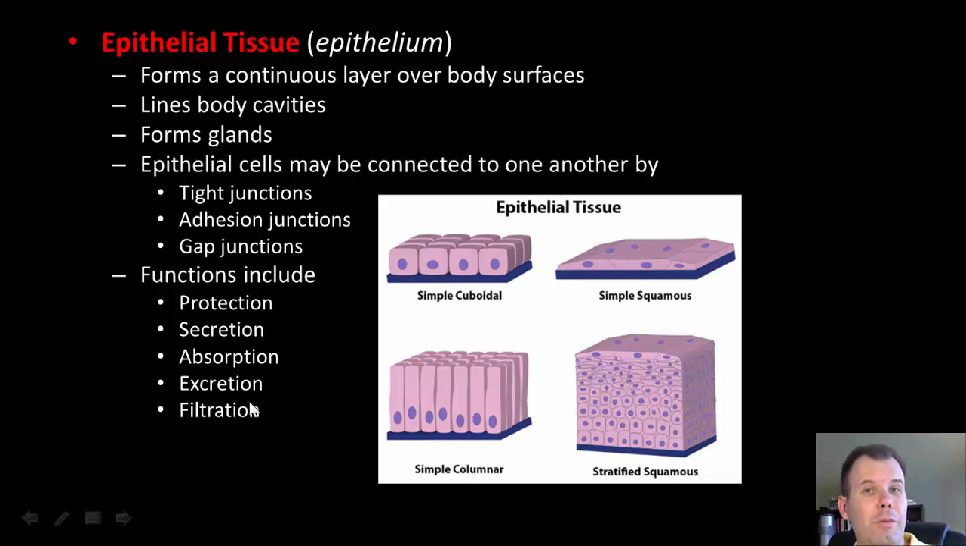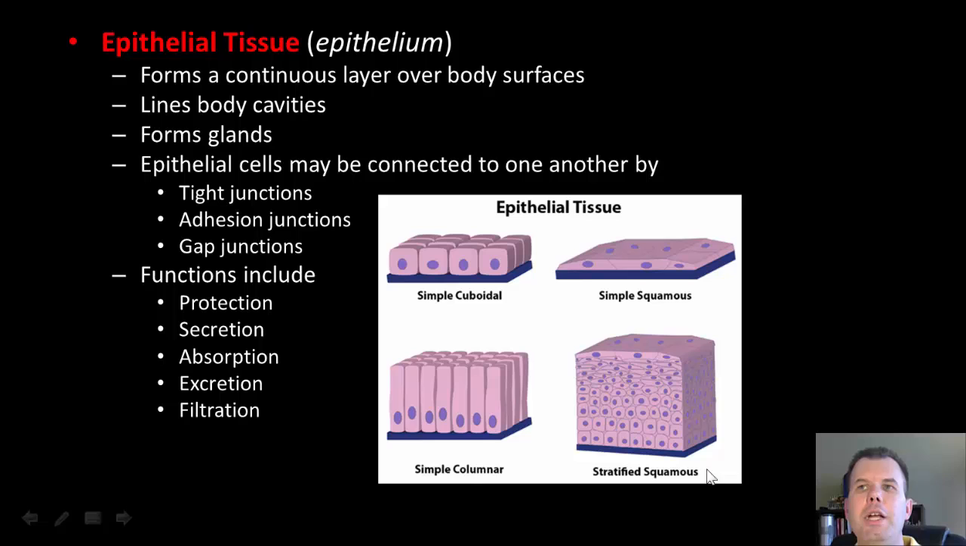Excretion, especially what we see in our kidneys and our kidney cells, is they excrete stuff out. So they remove the important stuff that's needed and excrete out anything that's not needed. And then finally filtration, which we also see in the lungs and also in our kidneys as well. So we're going to see a lot of these functions over and over again in the different types of tissues we talk about.